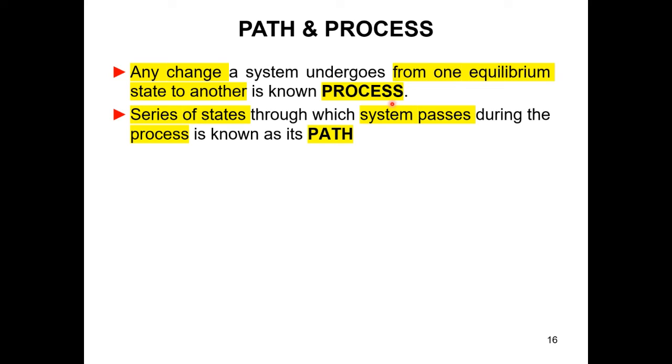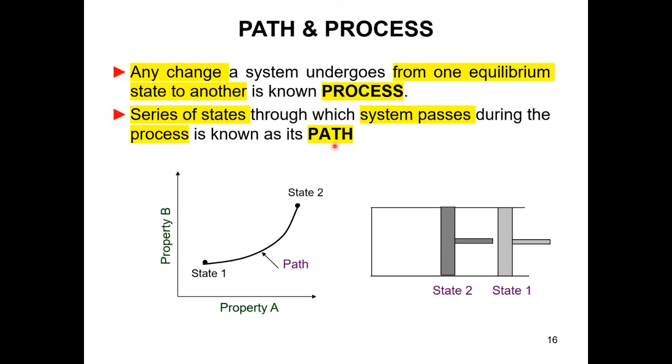Meaning, earlier it is already in one state, here in one equilibrium position. Then I blow, and the water moves to the second equilibrium position. So we call it a process. The series of states through which a system passes during the process is known as a path. So you can see here, that's the movement of a piston, from state 1 to state 2.